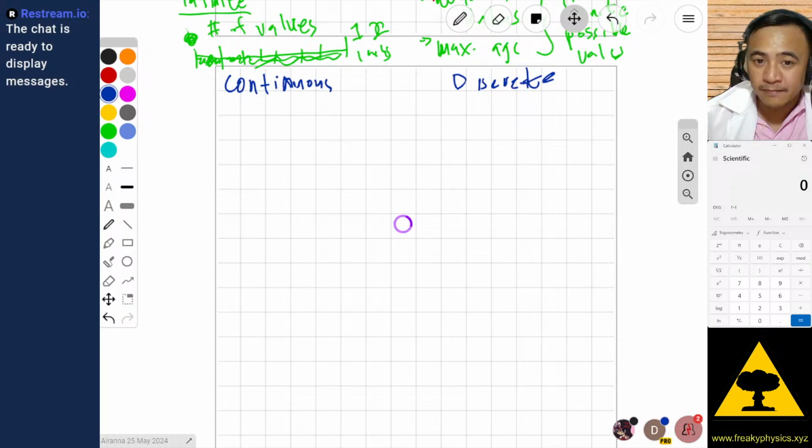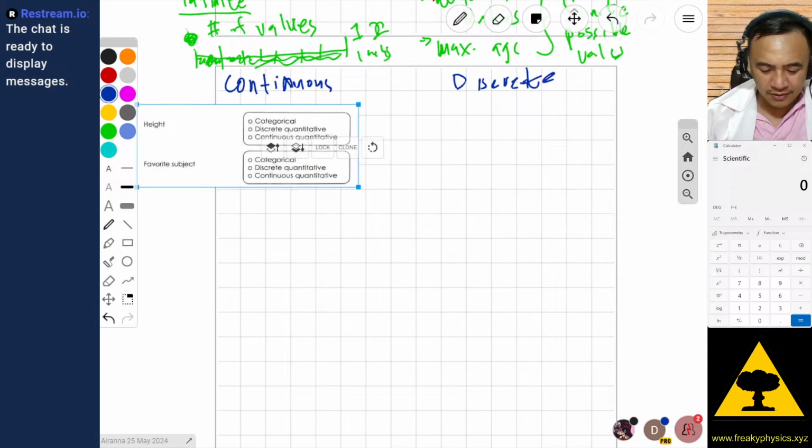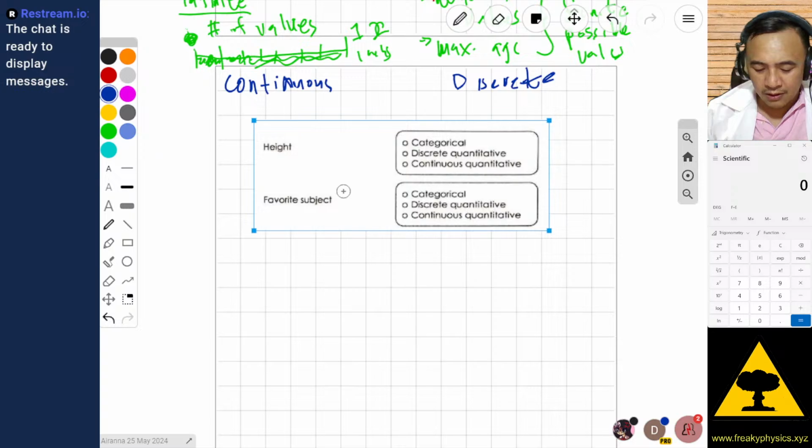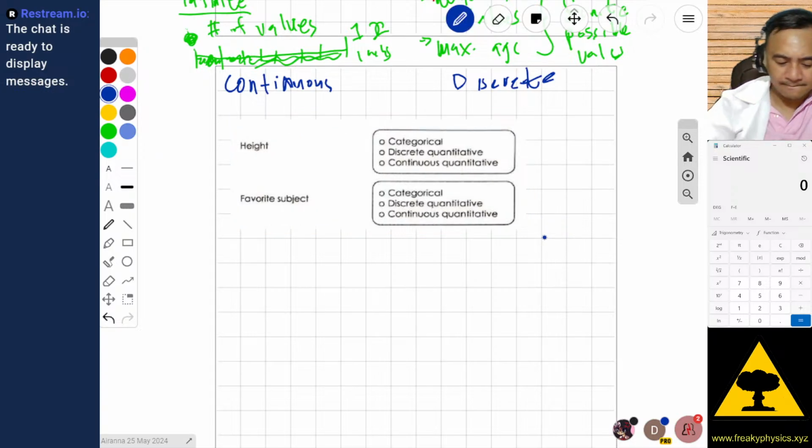How about a student's favorite subject? It's categorical and discrete. Now, categorical, you don't have to qualify it into discrete or continuous anymore. It's just categorical. Okay. All right. Great.